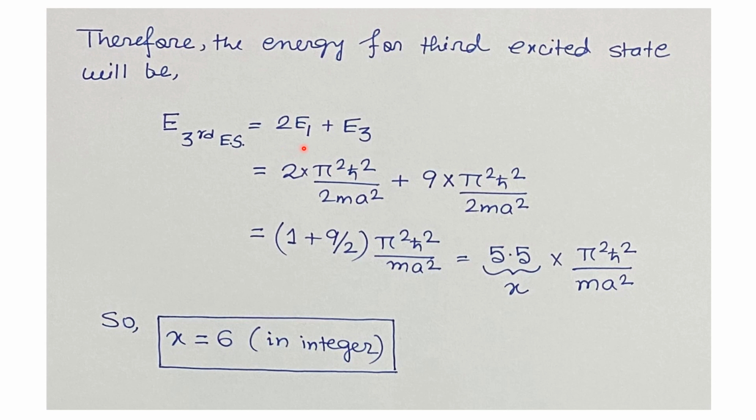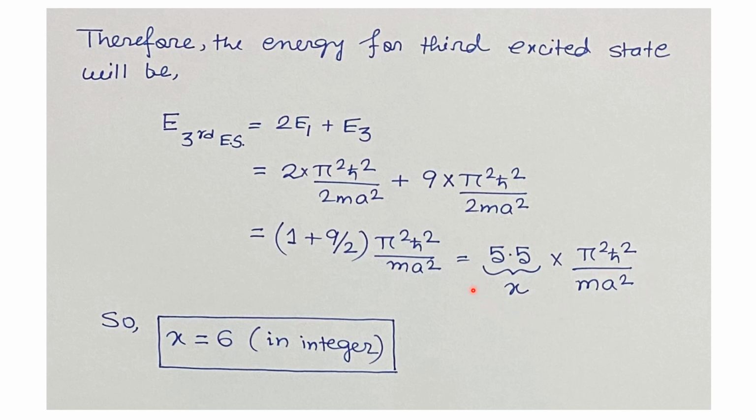Now if we put the values of E1 and E3, it will be 2 multiplied by π² ħ² by 2m a² plus, for E3, 3² π² ħ² by 2m a². So that is 9 multiplied with π² ħ² by 2m a². If we add this, then it will be (1 plus 9) by 2 multiplied with π² ħ² by m a². After adding this, we will get 5.5 multiplied with π² ħ² by m a².